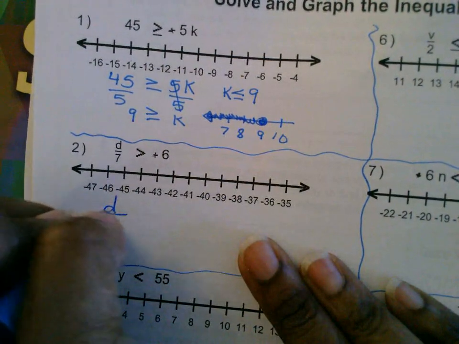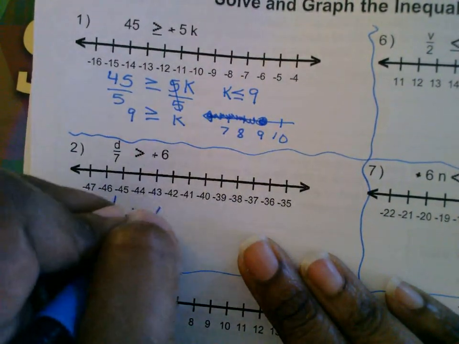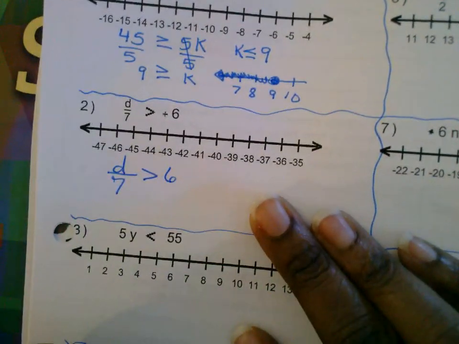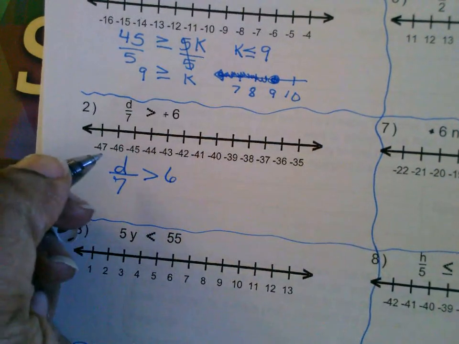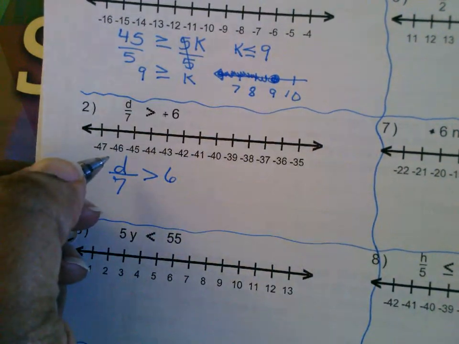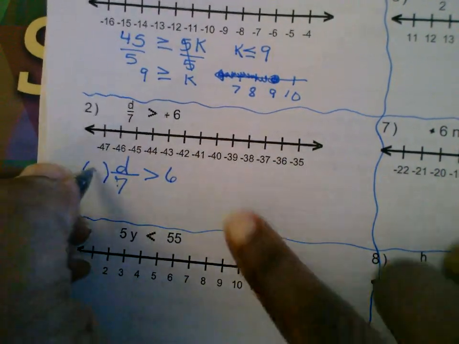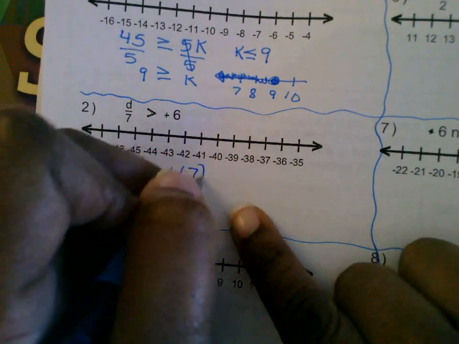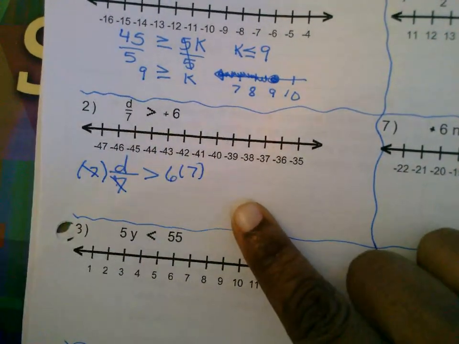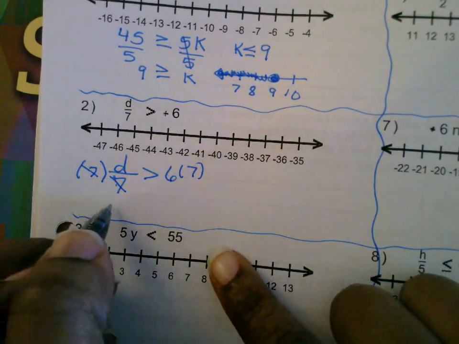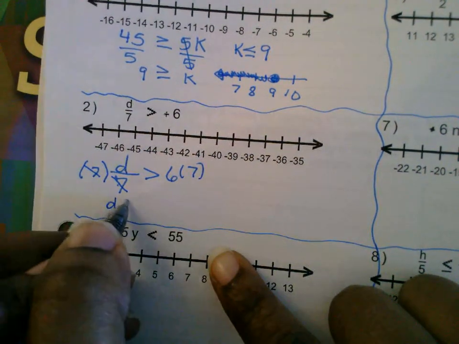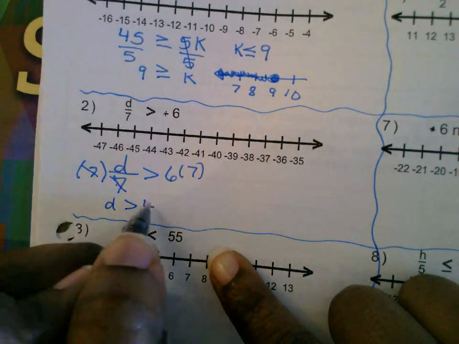D divided by 7 is greater than 6. Get rid of division by multiplying both sides by 7. It will cancel out on the left. You'll be left with D is greater than 42.